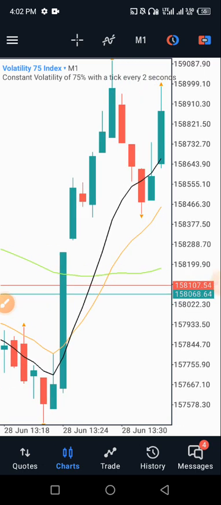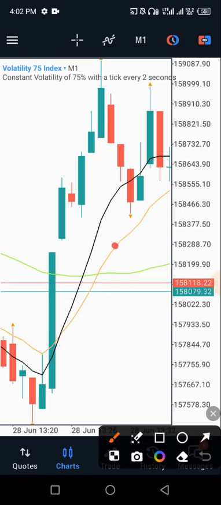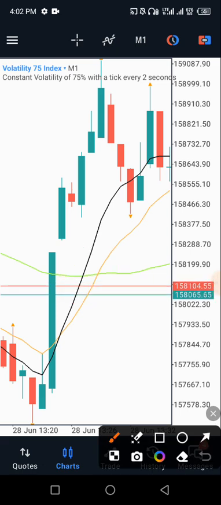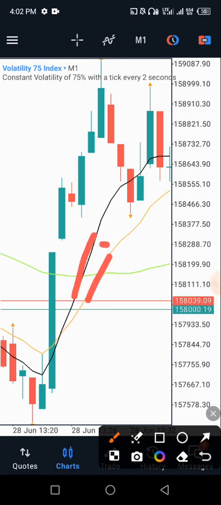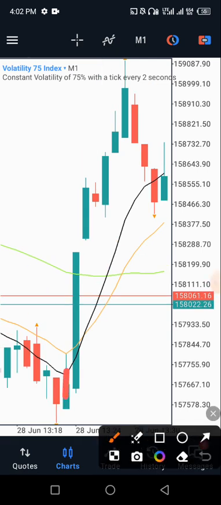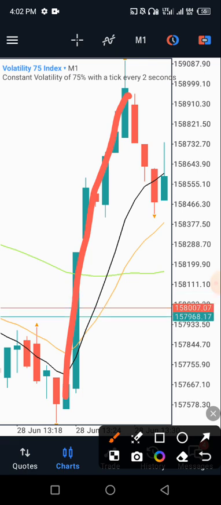So you can see that the crossing here also happened. They were close together. All right, so you want the crossing of the yellow, the black, the yellow and the green to be together. And then you want the candlestick to cross above. Once it crosses above, what you want to do is to wait.